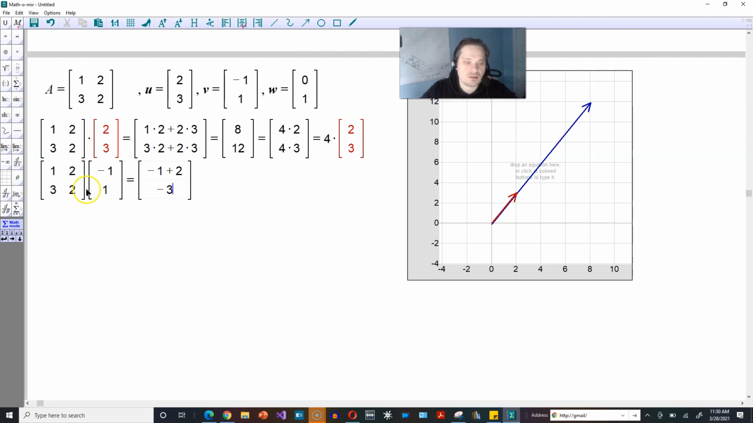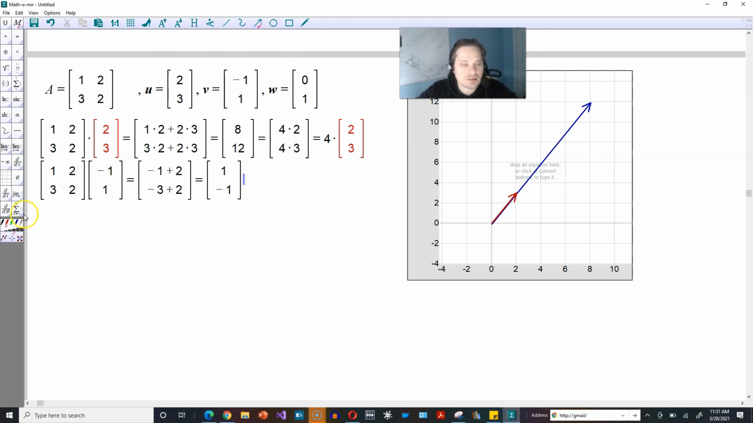And it's going to be 2 times 1, which is 2 in this position. So then it's going to be a 2 by 1. So -1 plus 2 is +1. -3 plus 2 is -1. And take a look. So the original, remember, is -1 comma 1.